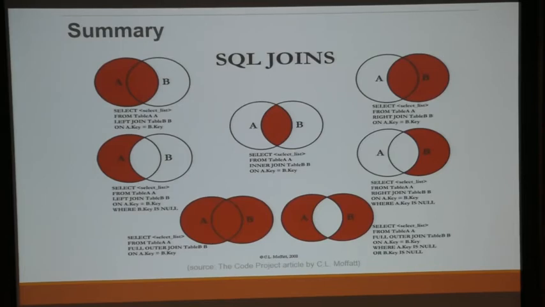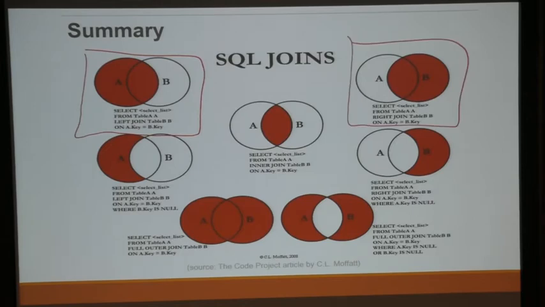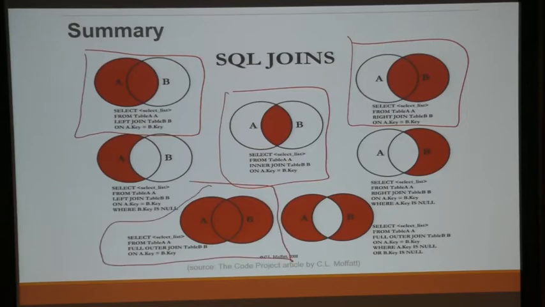This is your left join. Left join is basically left outer join. Right join is right outer join. This is your inner join. And this is your full outer join. Okay, so those are what you probably need to remember.